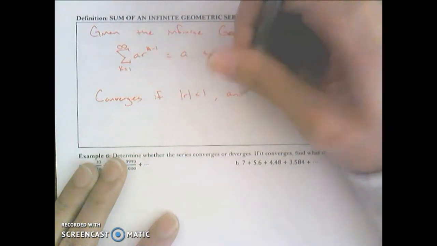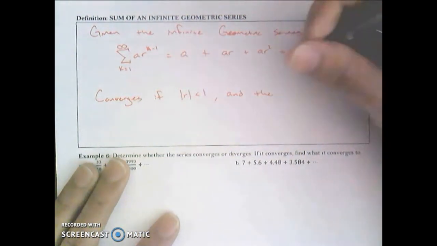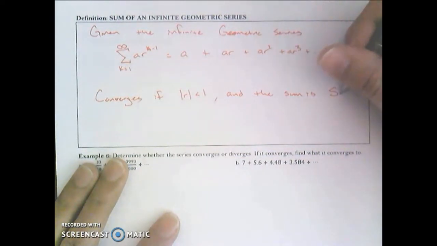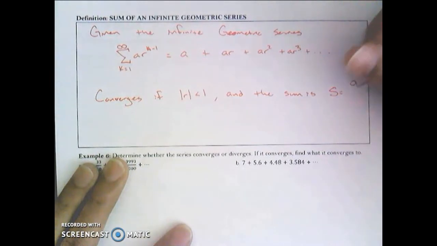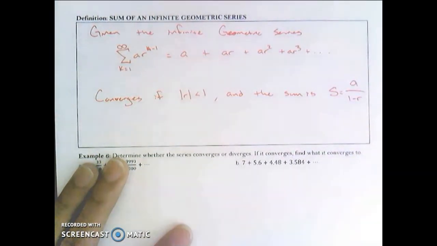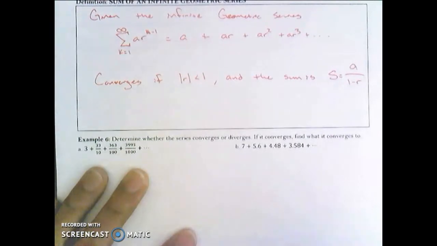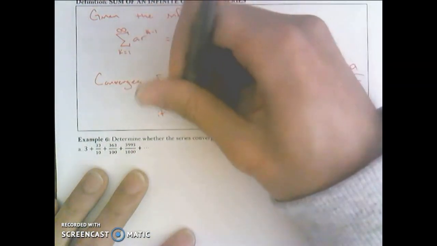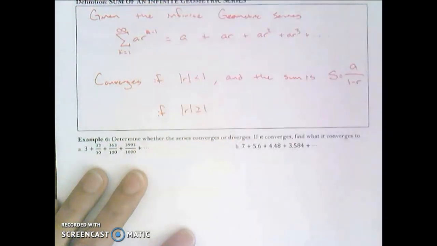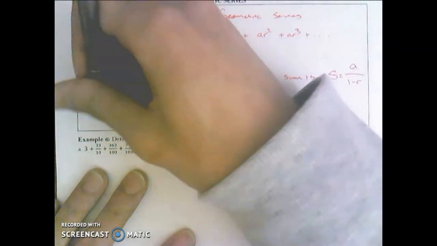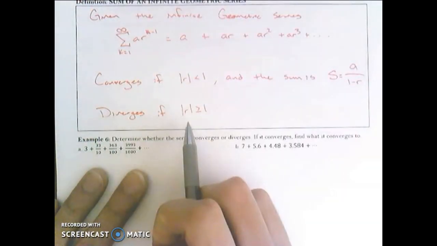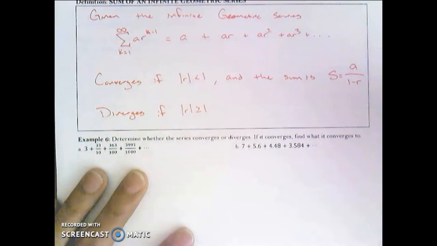The sum of this geometric series is S equals a over 1 minus r. If the absolute value of r is greater than or equal to 1, it doesn't converge, it diverges. So this geometric series diverges if the absolute value of r is greater than or equal to 1. Let's try a couple of examples.